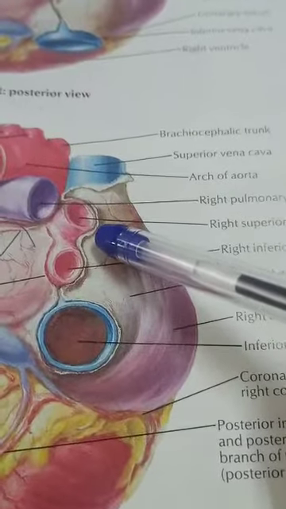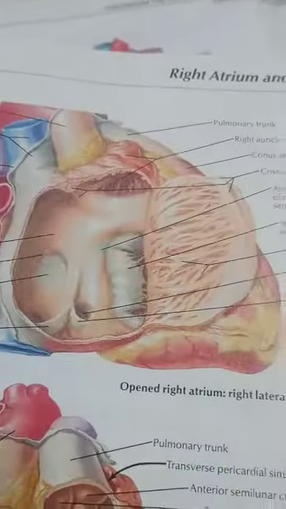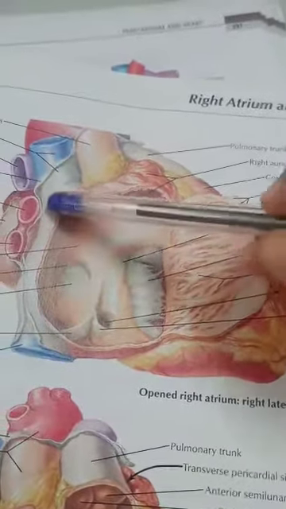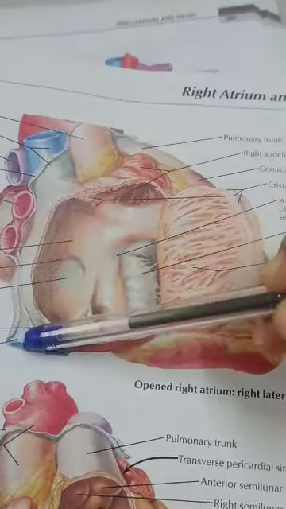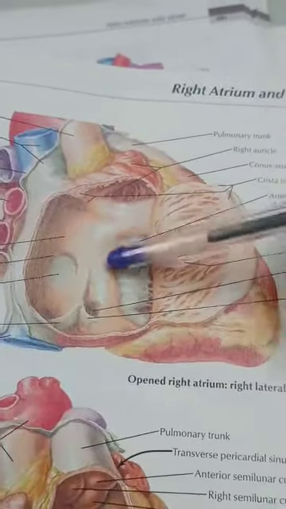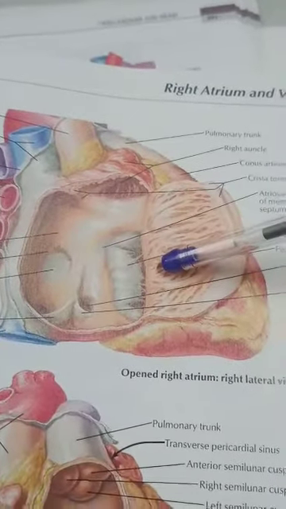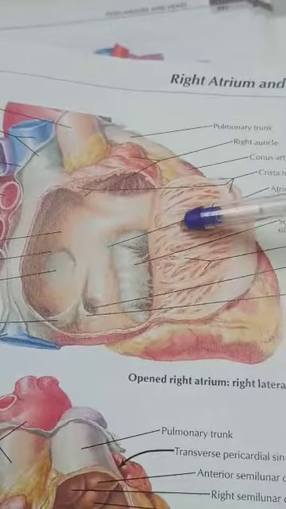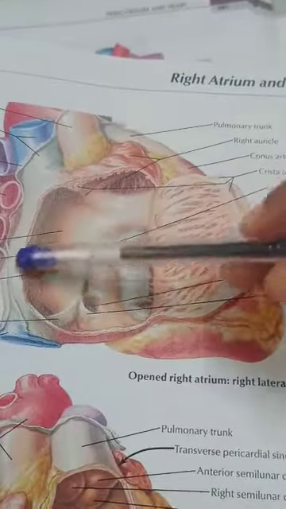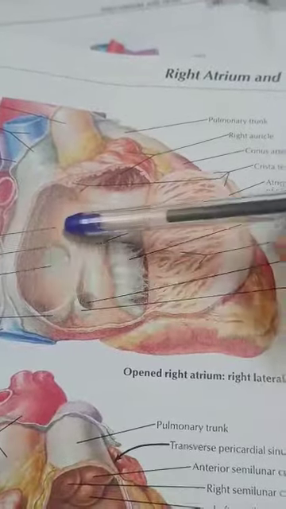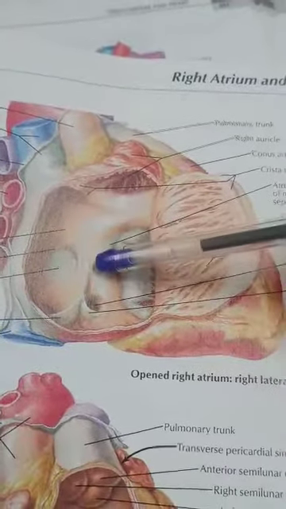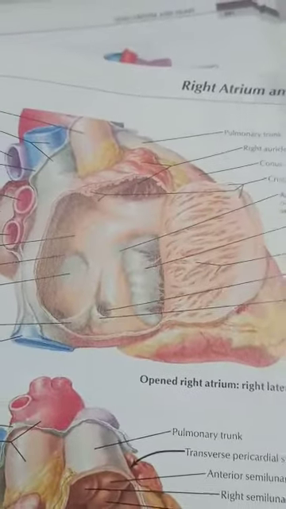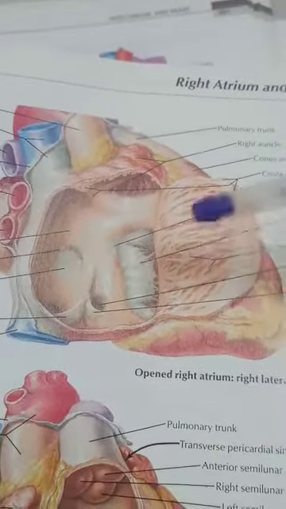Then if we cut open the right atrium, this is the interior of the right atrium. If we cut through the sulcus terminalis, the right atrium interior is divided into three parts. Anteriorly there is a roughened part, then posteriorly there is a smooth part, and there is a septal part. Three parts can be seen. This anterior part is known as sinus venarum, pectinate part.